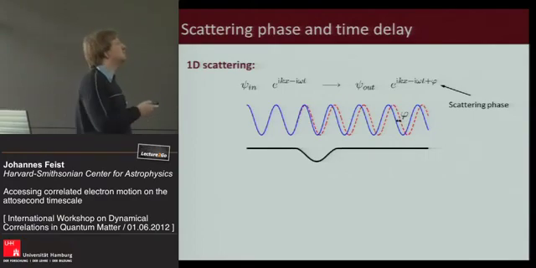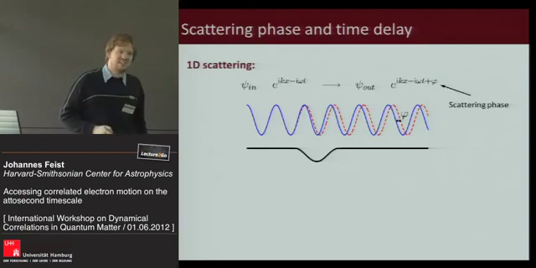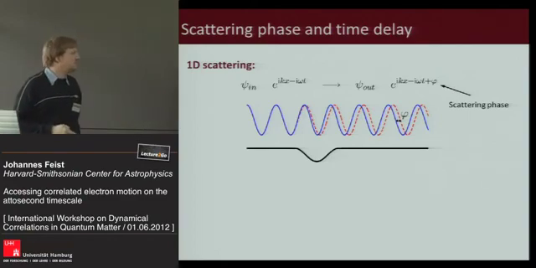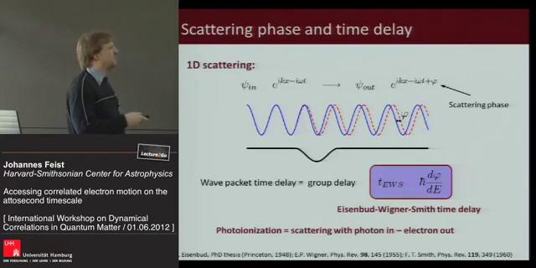So in a very simple 1D picture, scattering is described in quantum mechanics basically by a wave coming in and a wave going out, and all the information about the scattering event is encoded in the scattering phase. And already more than 50 years ago, it was shown by Eisenbud, Wigner, and Smith that the time delay in scattering, if you take a wave packet around this energy, you get a time delay which is the energy derivative of the phase.